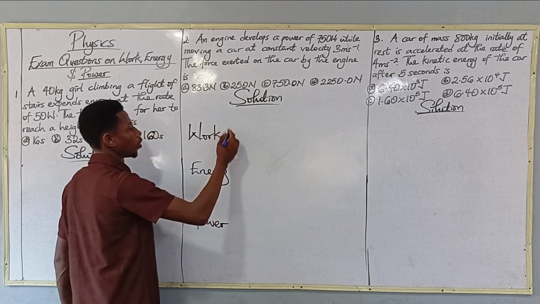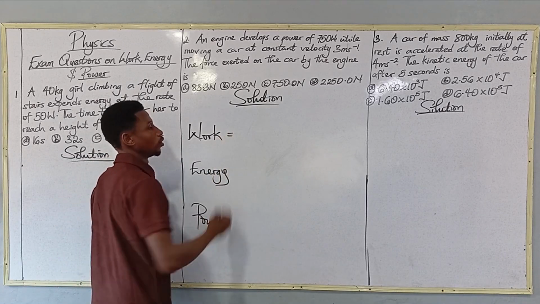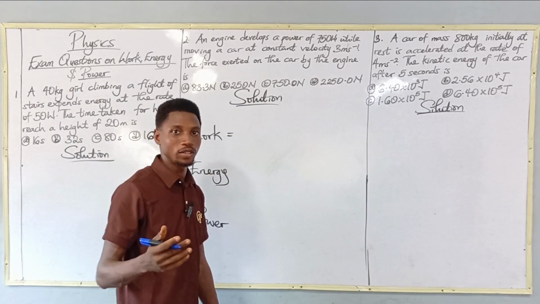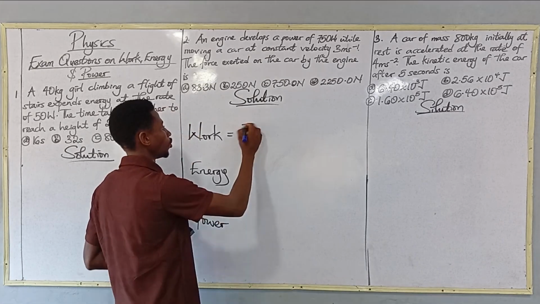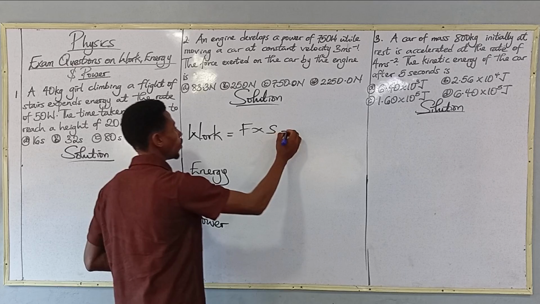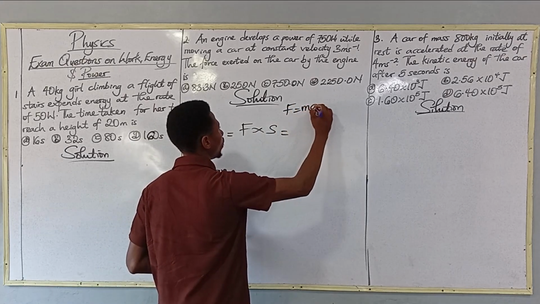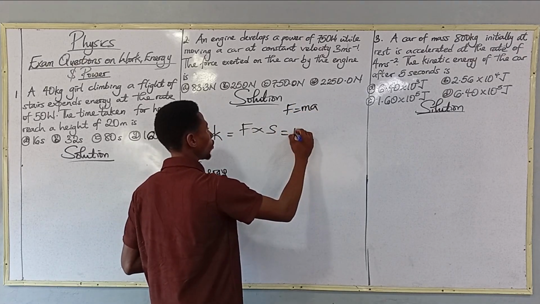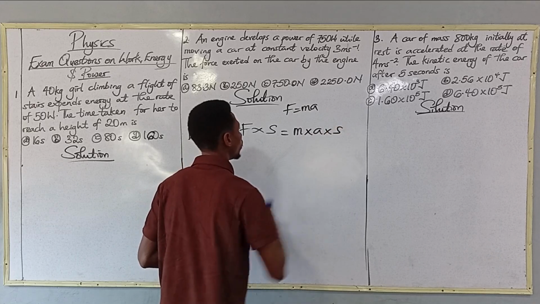Starting with work, we know that work is said to be done when a force acts on a body, causing it to move through a distance. So the product of the force and the distance is work. And now F is equal to MA, that is force. You can say work is gotten by saying M times A times S.